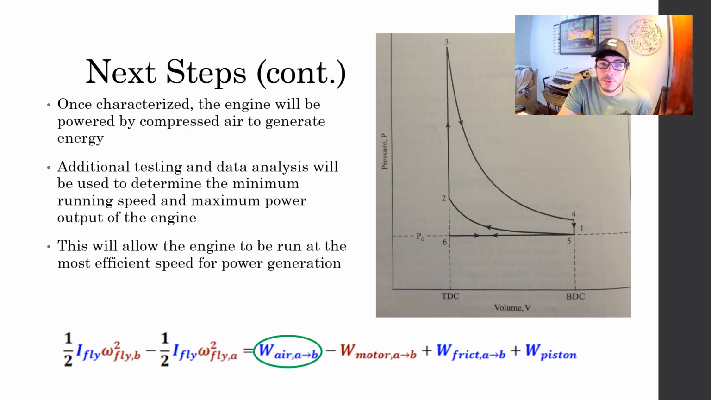This power will be determined experimentally to find the minimum running speed and maximum power output of the engine, which allows for determination of the optimum configuration for generating power from this engine.